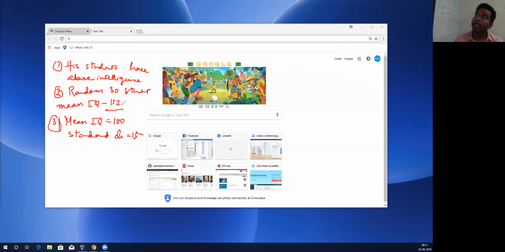What does that mean IQ 100 mean? Is it their students or general? General. So if we can conclude that the mean IQ for all his students is greater than 100, we can say they are above average intelligent. This is a well-known number or fact.